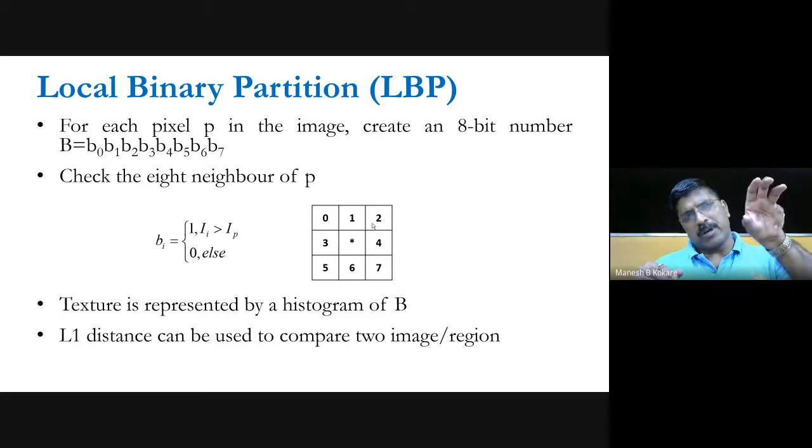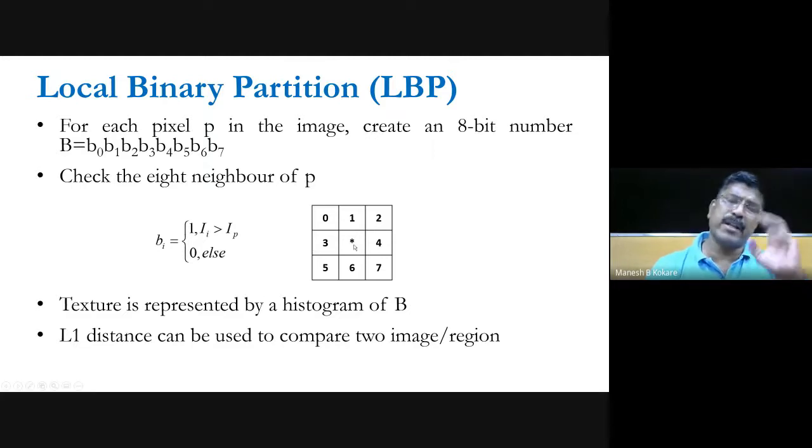In that, you are considering only a 3 by 3 region, scanning from top left to bottom right, and for every pixel you are finding the LBP pattern. So how to find the LBP pattern? For each pixel P, the pixel under consideration in the image, create an 8-bit number B equal to B0, B1, B2, B3, B4, B5, B6, B7. Now how to create B0 to B7?